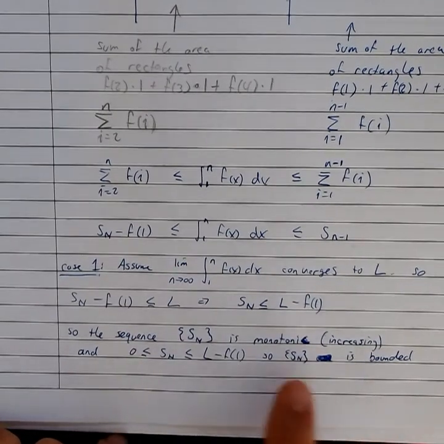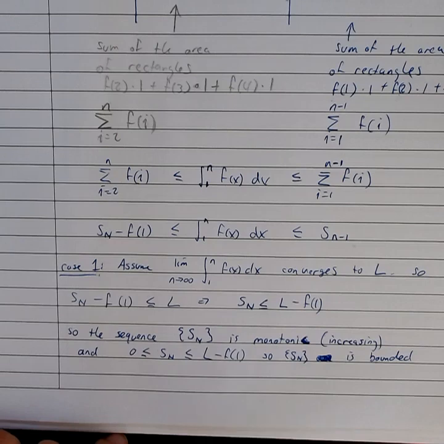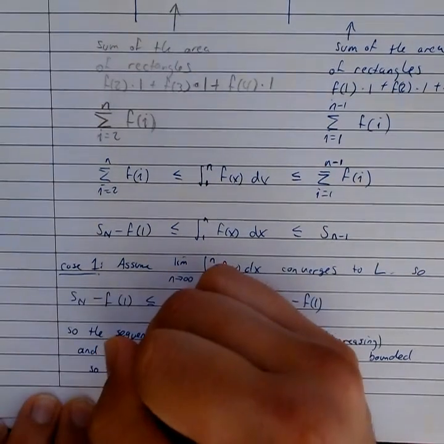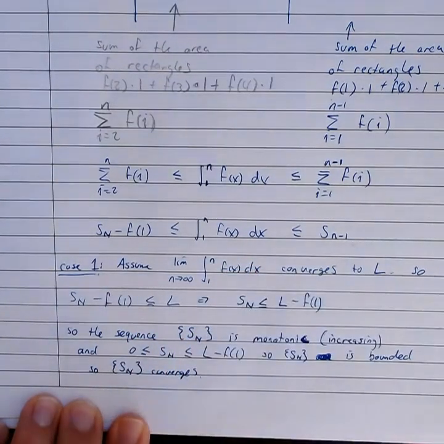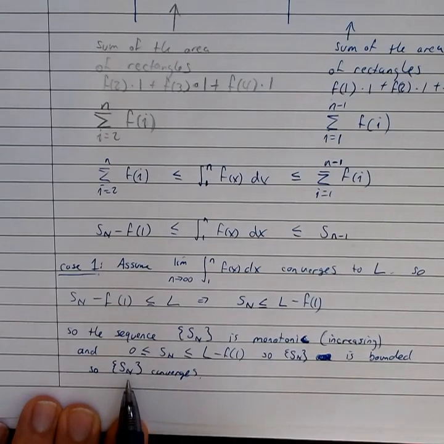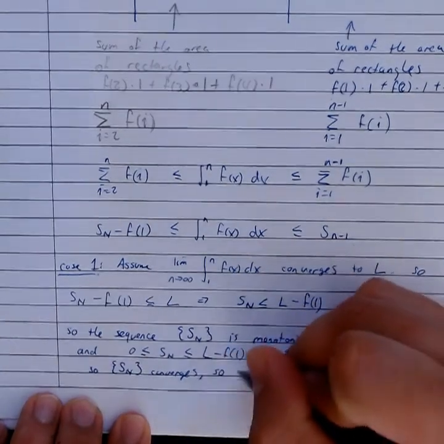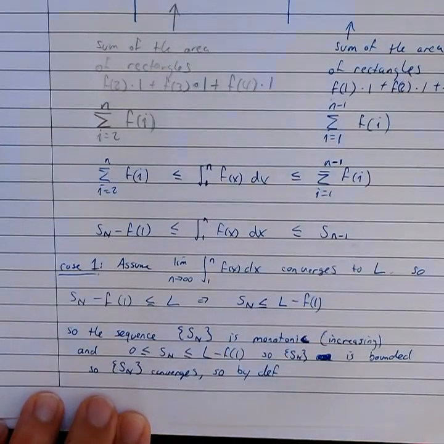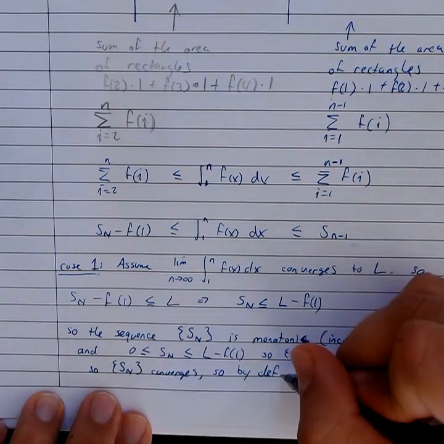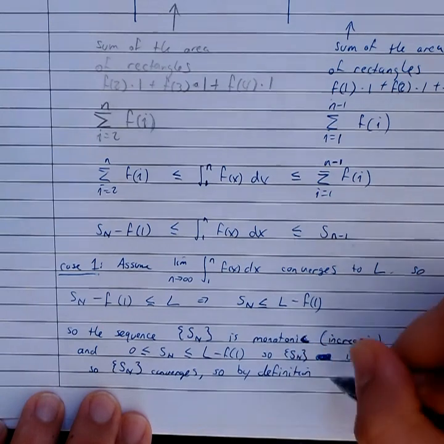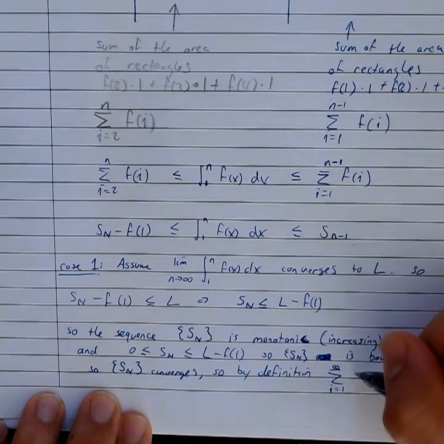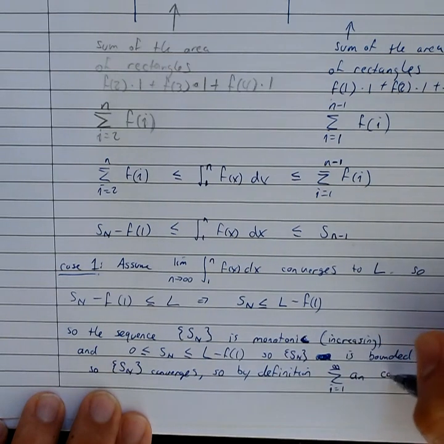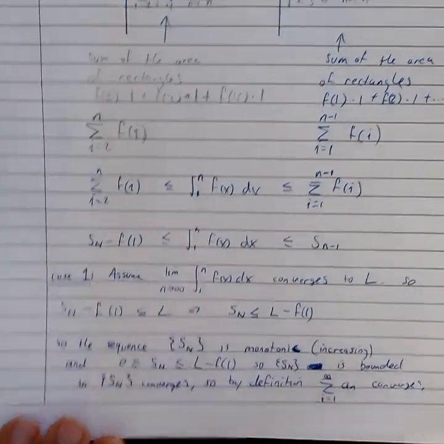But from a previous section, we saw that if a sequence is monotonic and bounded, it must converge. So the sequence of s sub n's converges. But by definition, if the sequence of partial sums converges, that means that the sum converges. That's the definition of what it means for a series to converge. So by definition, we know that the sum as i goes from 1 to infinity of a sub n converges. That proves case number 1.